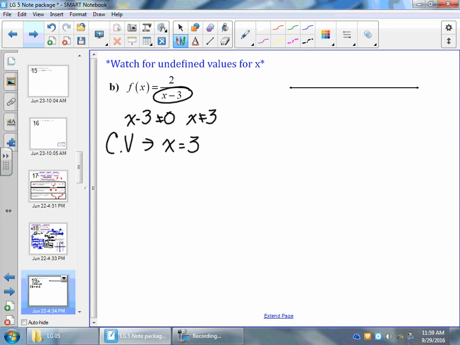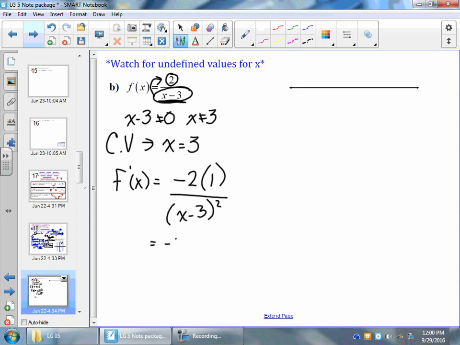Now we still want to check for other critical values. Remember, for a critical value, take the derivative and set it equal to 0. So let's take the derivative of this. Remember, this is like the quotient rule. I'm going to take this, times the derivative of that, which is 0, so I don't need to include that, minus 2 times the derivative of this, which is just 1, over our denominator squared. So this is just going to simplify to negative 2 over (x minus 3) squared.